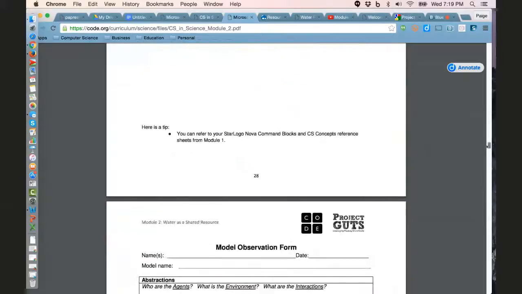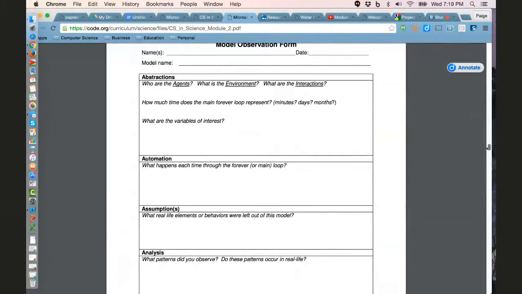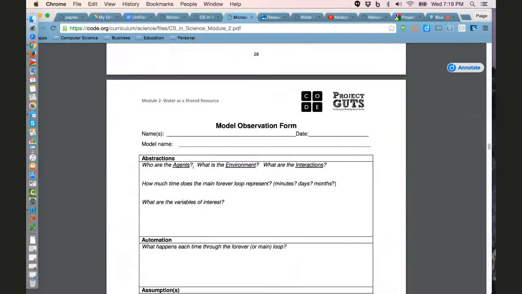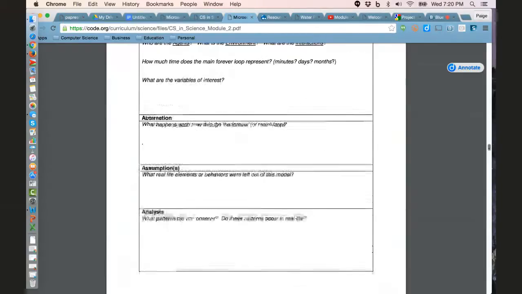So now this is the model observation form that I mentioned that students think about. And we ask them to think about who are the agents. So in that case, it would be those blue spheres. The environment sort of has a blue and a brown area. And then the interactions, and they'd have to study that a little bit more. But there's interactions that they can visualize that are like that they're falling, that they move away from each other in the ground. And an observation would be they get smaller. They might not know why they get smaller.